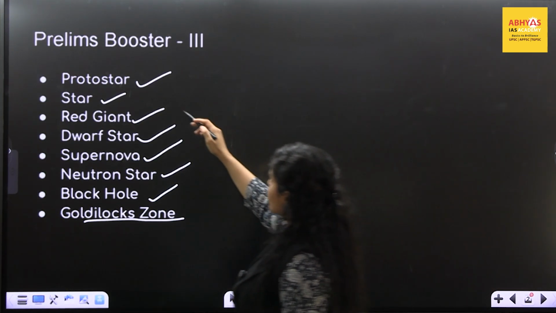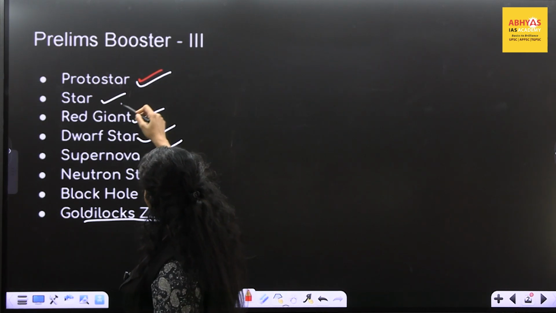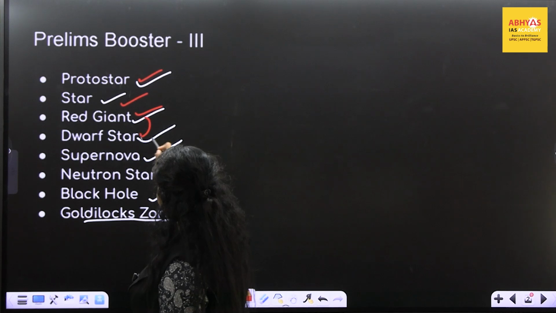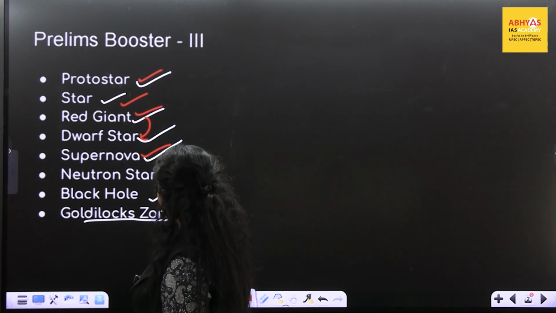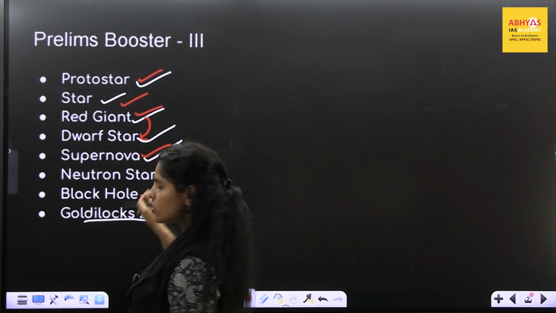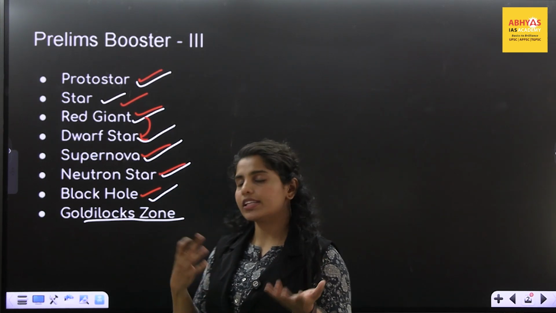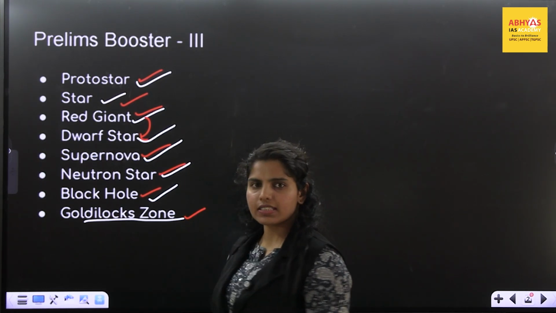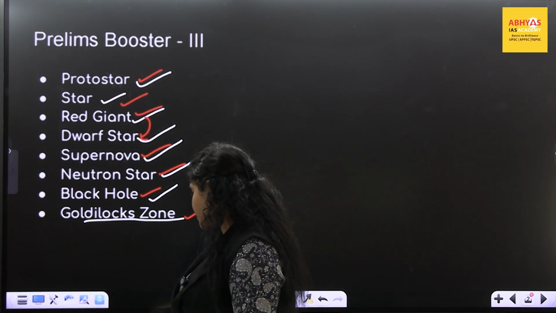We have read about the protostar and then how it gets into the star, and the red giant to the dwarf, white dwarf, supernova explosion, neutron star, black hole because of the change in their mass with respect to the sun, and then the Goldilocks zone, which is the habitable zone. So that's it with this session.